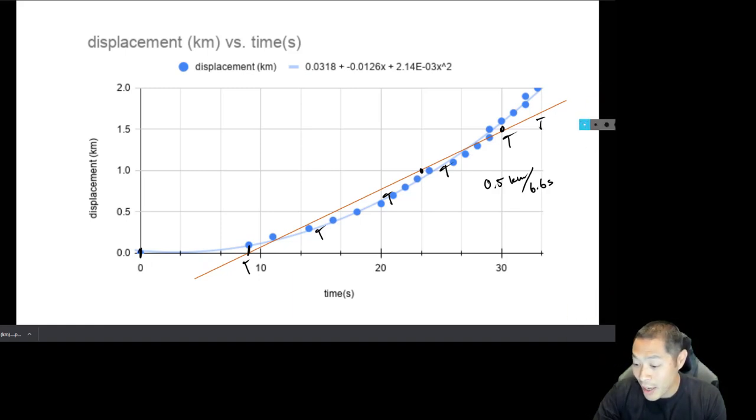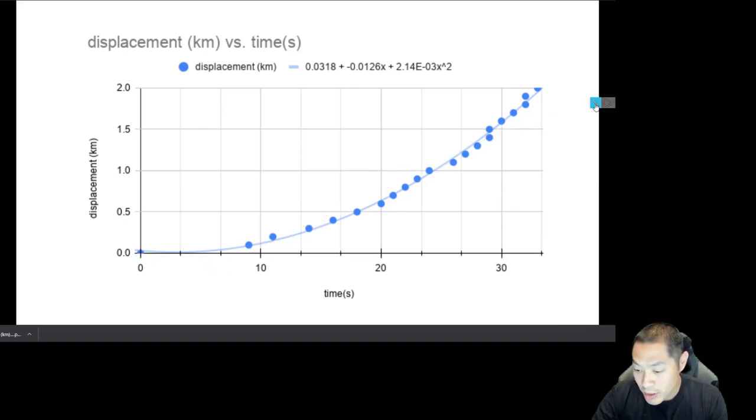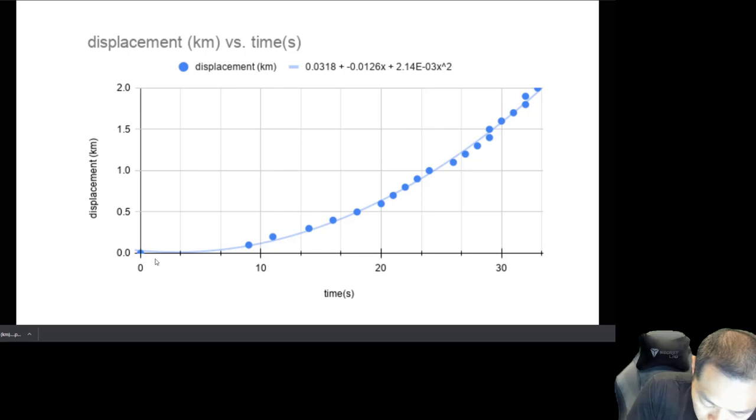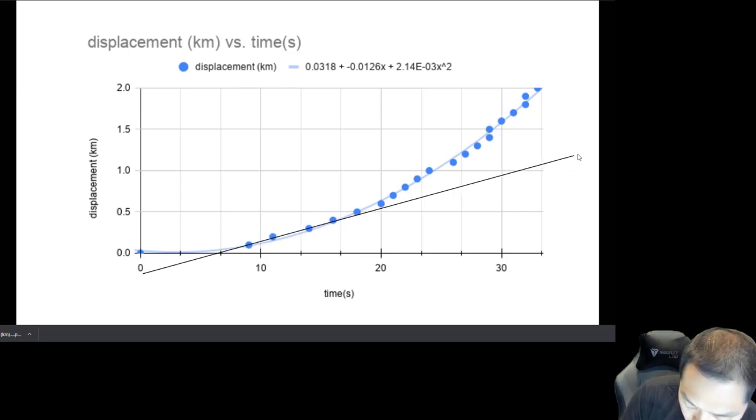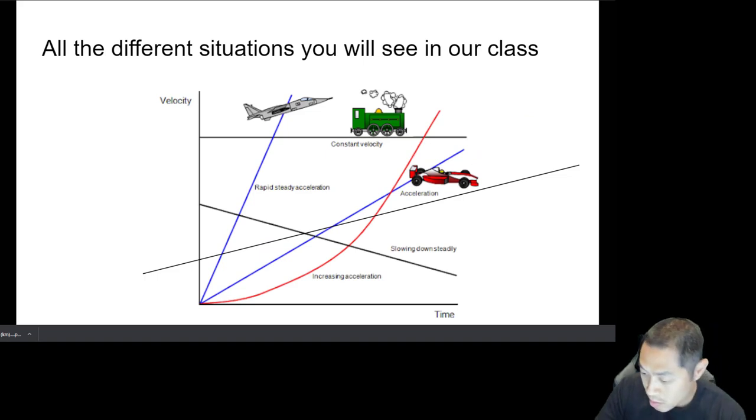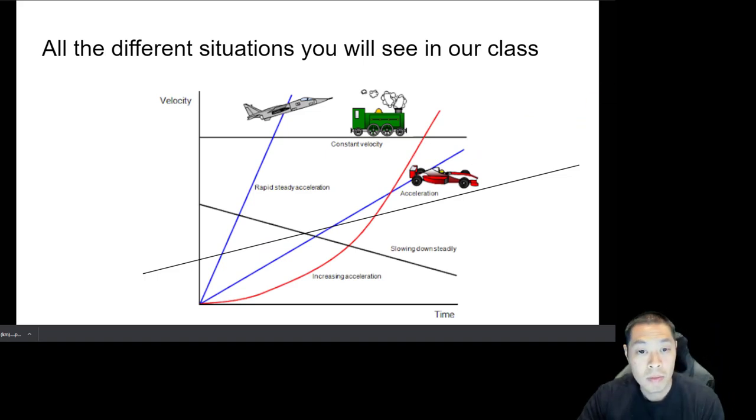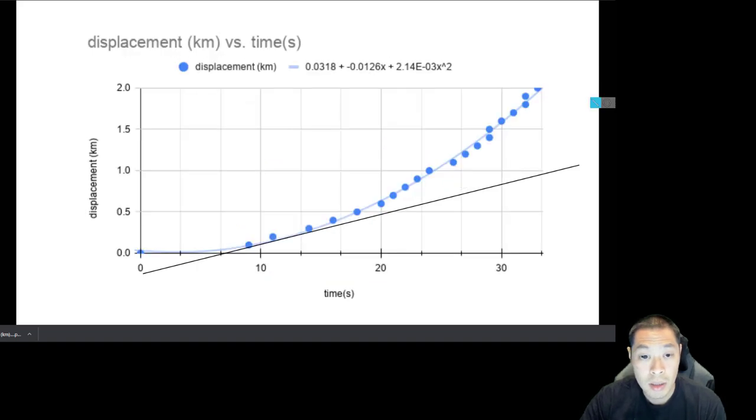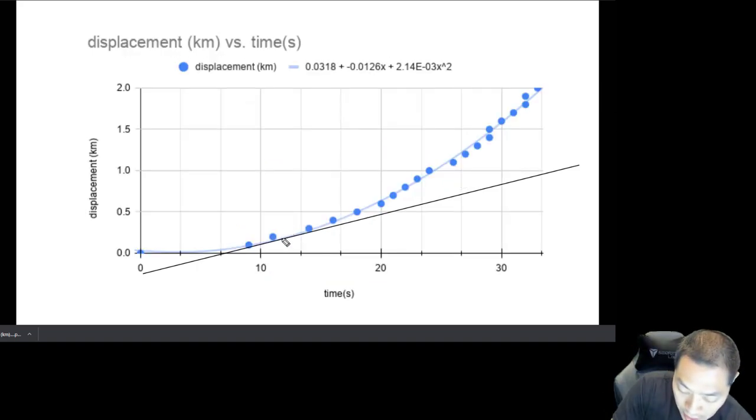So to be more accurate, what you could do is to do multiple tangent lines. So a tangent line is a line that crosses the curve only once. So in the beginning, a tangent line looks more like that. So you'll notice right here, it crosses the line right here.